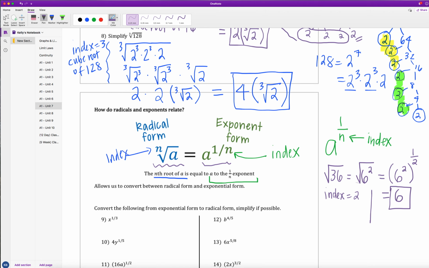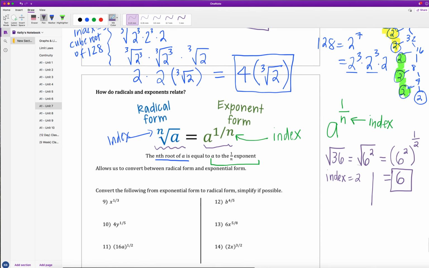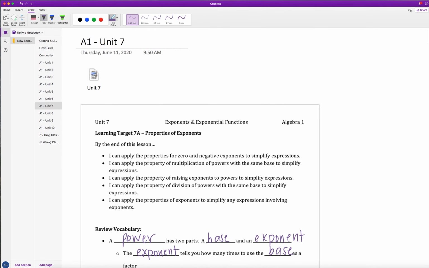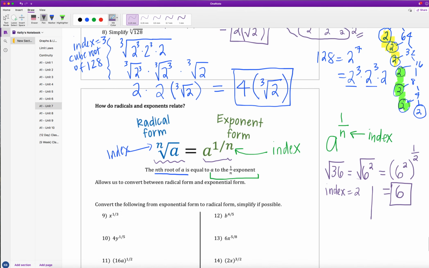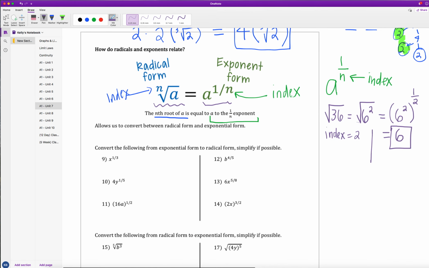What we're going to do in these next couple problems is just practice converting back and forth. How do I go from one form to the other? So we're going to practice going from radical form to exponential form, and then exponential form to radical form. Now there will be some of these that will simplify a little bit more, because if we have some perfect squares or perfect cubes, we want to simplify them as much as possible. So let's look at our first set of examples.